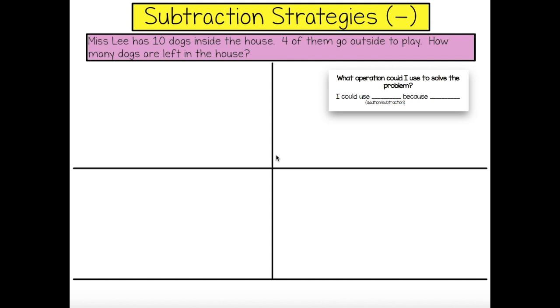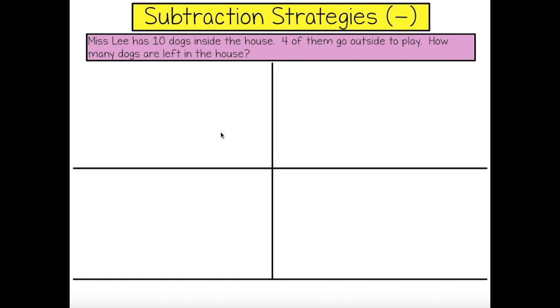Addition or subtraction? The word problem for today states, Miss Lee has 10 dogs inside the house. 4 of them go outside to play. How many dogs are left in the house? Now, I'm going to read it again, and I want you to think about the 4 questions that are essential for mathematicians to make sense of the problem. Miss Lee has 10 dogs inside the house. 4 of them go outside to play. How many dogs are left in the house?